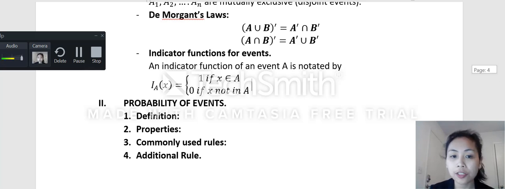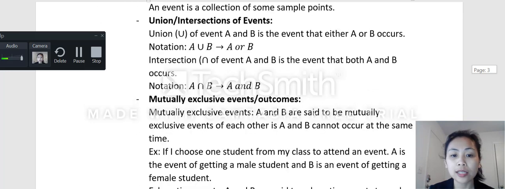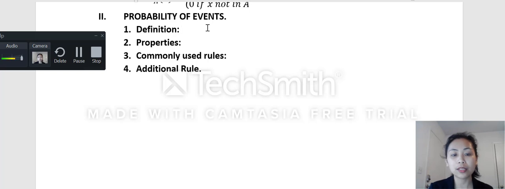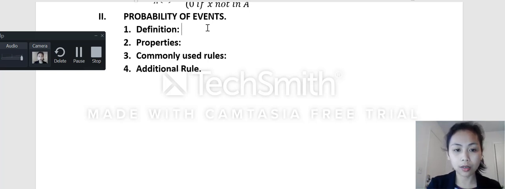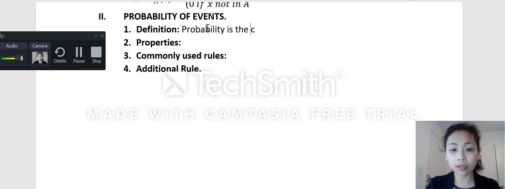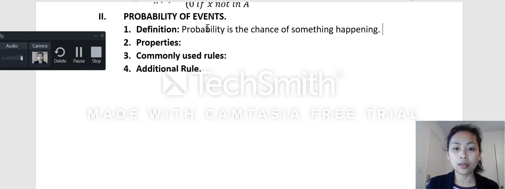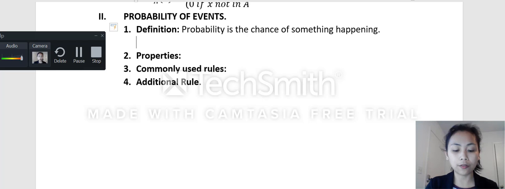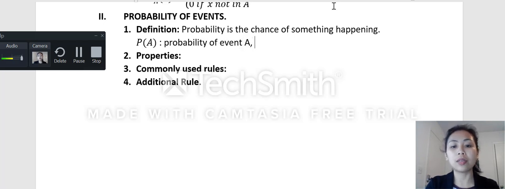So I have finished the sample spaces and events. Now I'm going to talk about probability. So what is probability? Definition: probability is the chance of something happening. And the notation is P(A), representing the probability of event A. That means the chance that A occurs.